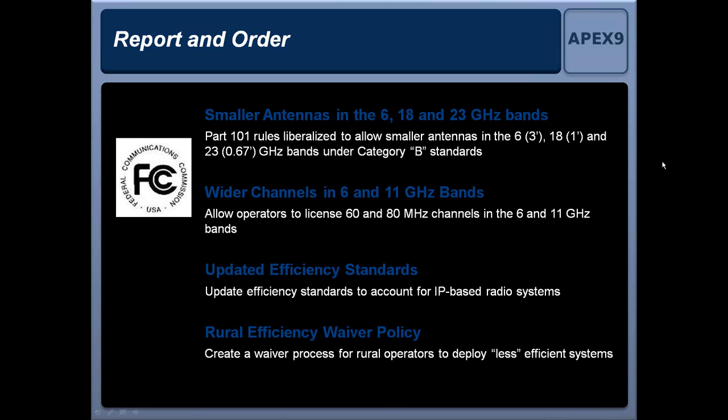And then finally, for very rural areas where the efficiency standards may not be met, they've now created a formal waiver policy that allows you to license maybe a QPSK link and get away with smaller dishes to reduce your costs and deploy longer range links with less efficiency.